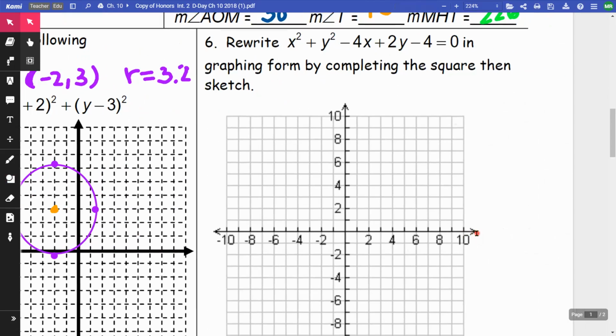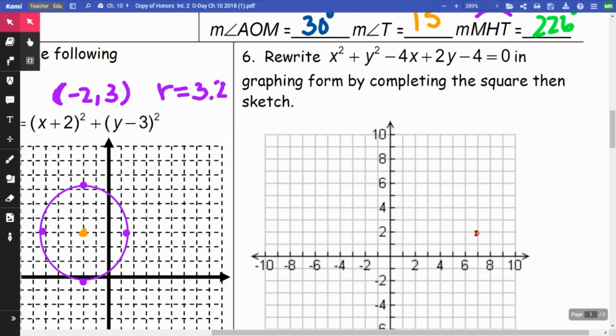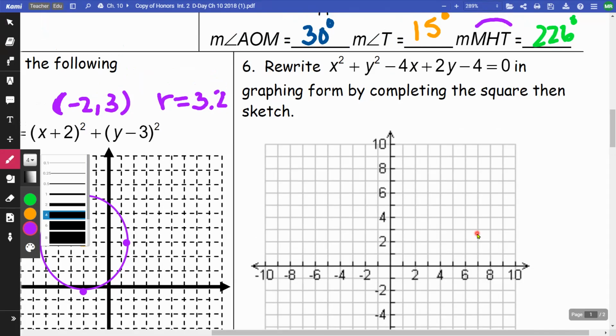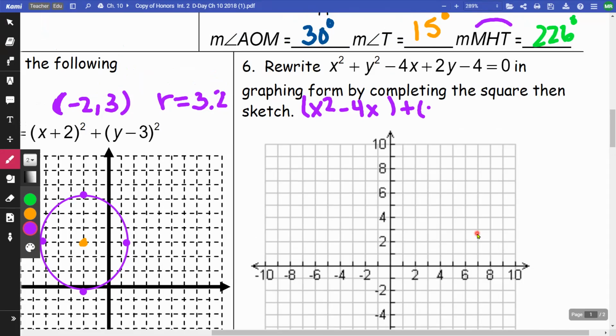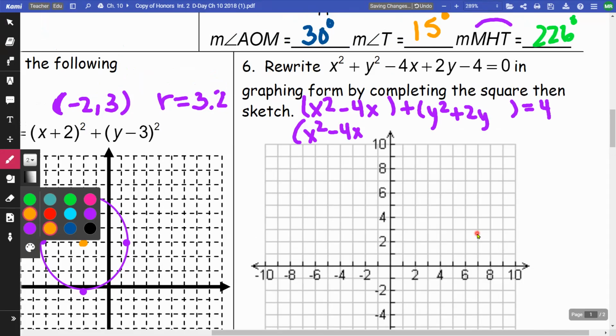Okay, on the next one, we want to write this in graphing form. So I'm going to get my x's together and my y's. So I'm going to have x squared minus 4x plus y squared plus 2y. And then I'm going to take that minus 4 and take it to the other side. And then what I'm going to do is take half of -4, which is my b, which is -2, square that, which is a 4. That's what I'm going to add here and here. I need to add it to both sides.